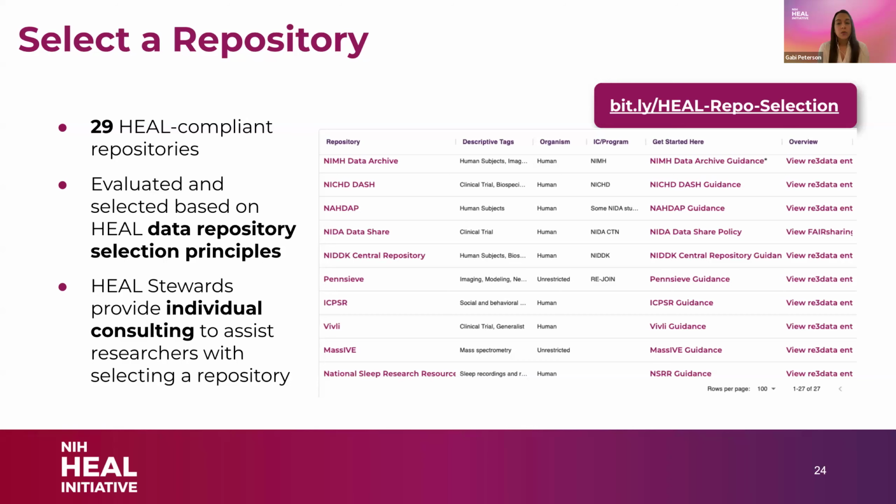You can filter the repository table by column headings to narrow down based on characteristics such as data type or funding IC. Some considerations such as cost, access controls, or file format compatibility may not be included in this table, and that is where a one-on-one consult with the HEAL stewards can be especially helpful. If you have more questions about selecting a repository, please stick around for the office hours immediately following this presentation, and one of our subject matter experts will be available to support you.